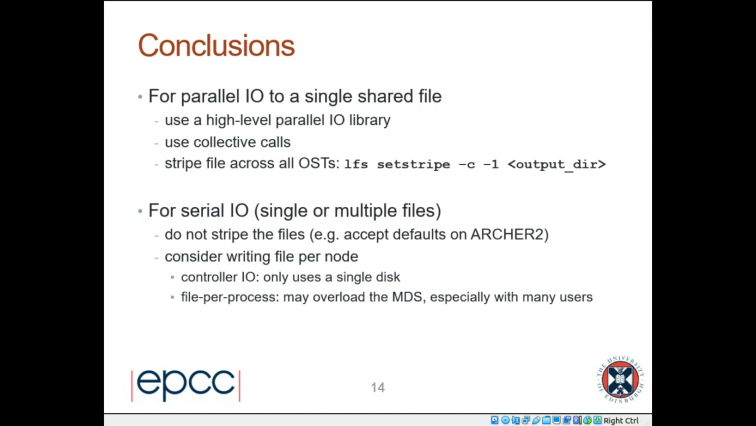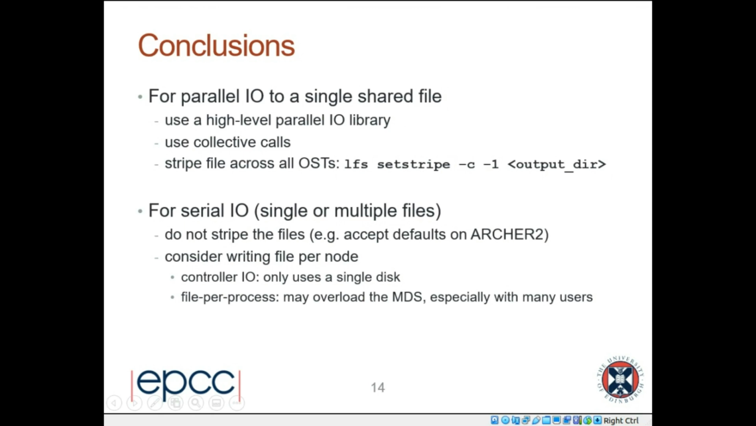The problem with file per node is you still end up with multiple files. But for serial I/O, if you're using just basic C or Fortran read-write routines, but relying on there being multiple writers with multiple MPI processes, don't stripe the files. But if you're using a high-level parallel I/O library, you should make sure you're using collective calls and that you stripe the file across all the OSTs with -c -1. So that was a bit of a high-level overview and then some numbers. I hope that made some sense.